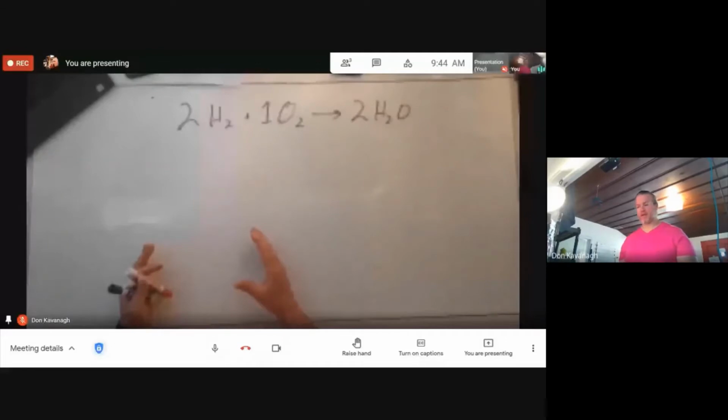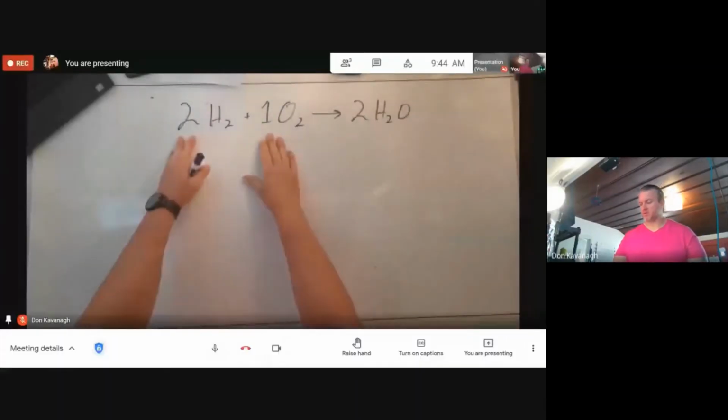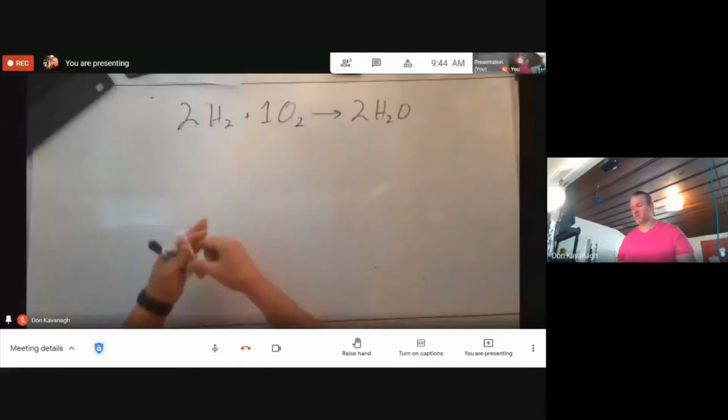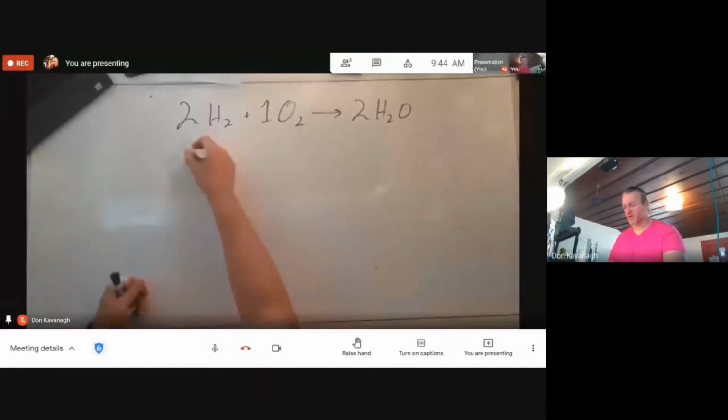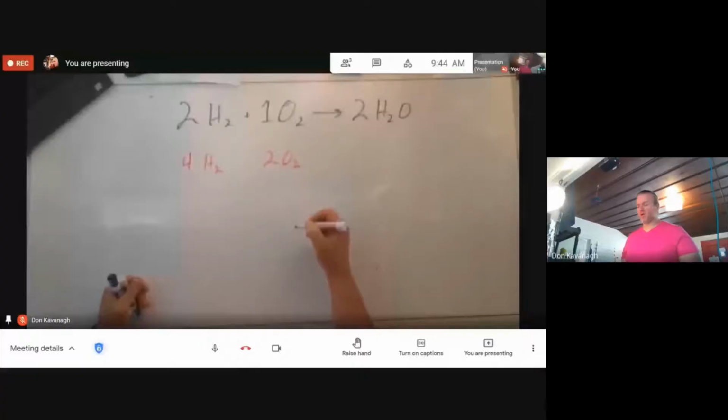Let's say on your lab bench you had a 4 to 2. You could predict how much is produced, just using a little bit of mental math. We have double the amounts, so we're probably going to produce double of this right here. That's one thing that's helpful with the predictive power of balanced chemical reactions.